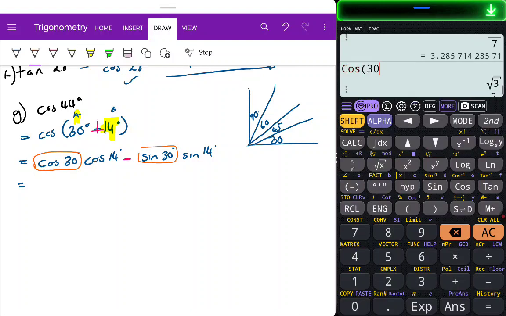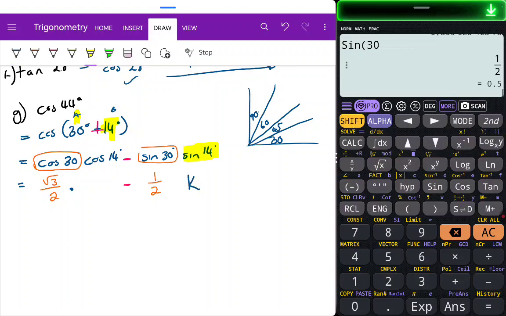Cos of 30 gives you square root 3 over 2. And sine of 30 gives us a half. Beautiful. That is multiplied by cosine of 14. I'm going to skip that for now. Minus sine of 14. That's my golden child. Okay, so my golden child becomes k.